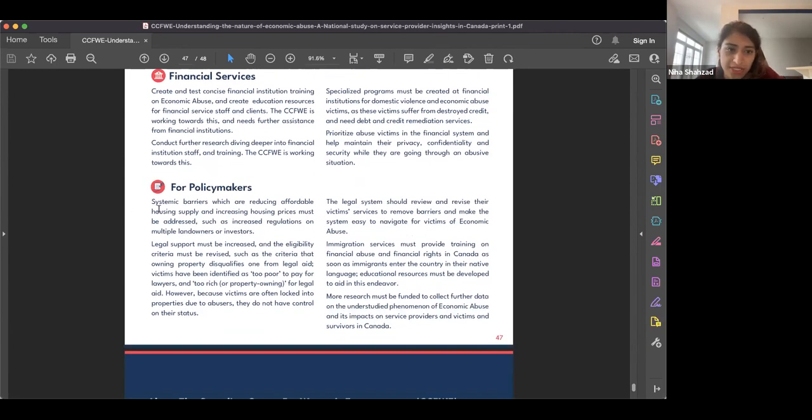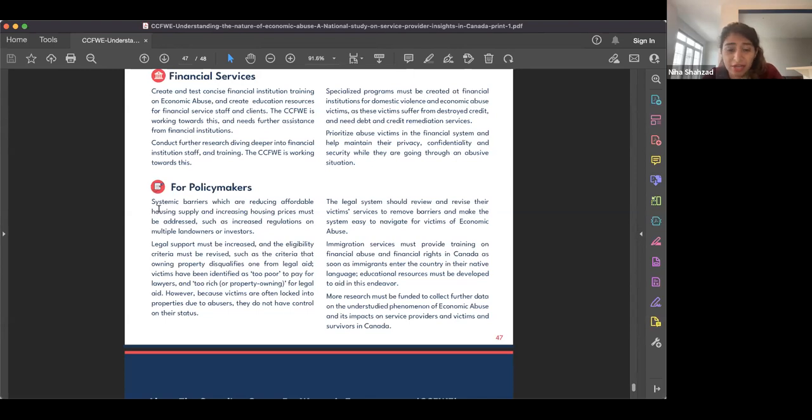And so for policymakers, we noted a lot of systemic barriers for victims and survivors. I've already talked about affordable housing supply and how the increasing housing prices have to be addressed. So one of the prime ways that policymakers can do this is increase regulation on investors or private corporations or multiple landowners, because we found, again, this is something that came up during COVID, that investors tend to use these properties to make money and not really to help people live.